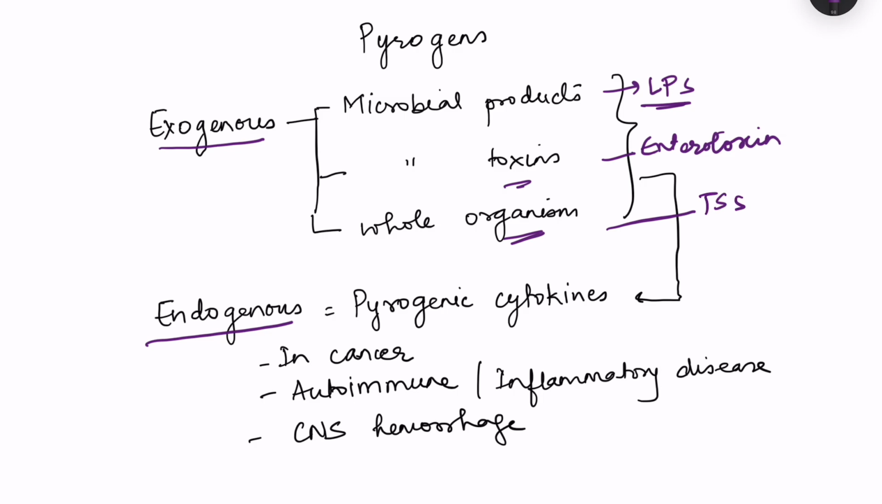Okay, these exogenous pyrogens ultimately result in the production of endogenous pyrogens. These are certain chemicals which are produced by the body only. So exogenous pyrogens cause the production of endogenous pyrogens. Now, the term for endogenous pyrogens has changed. They are known as pyrogenic cytokines. So yes, exogenous pyrogens can produce them, but pyrogenic cytokines can be produced in other diseases as well. For example, in cancer, in autoimmune diseases, inflammatory diseases, and in CNS hemorrhage also they can be produced.